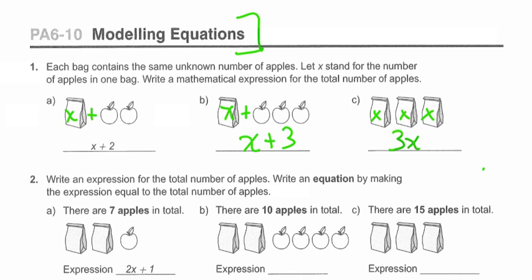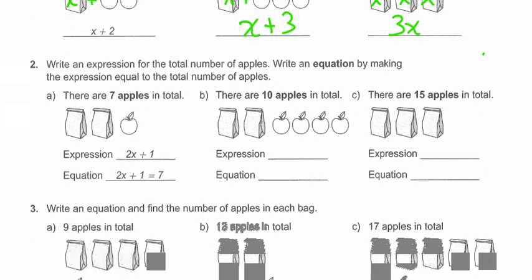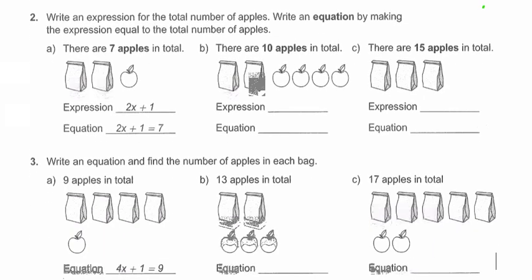Okay, let's move on. It says write an expression for the total number of apples. Write an equation by making the expression equal to the total number of apples. So the expression is 2x plus 1. And if it says there are 7 apples for A, then to write the equation, we just use the expression 2x plus 1, and we set it equal to 7. So you can see where the 7 is coming from. That's information that needs to be given to us.